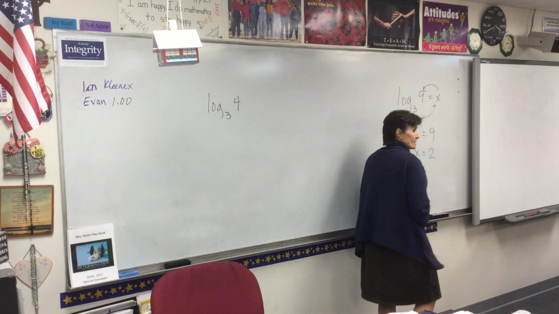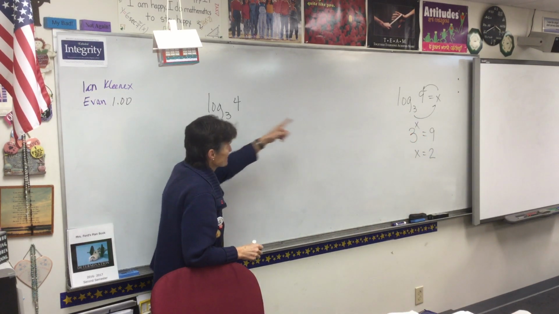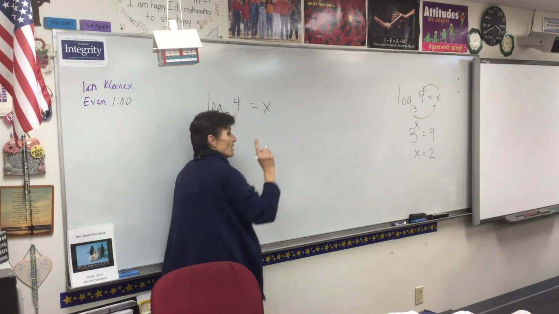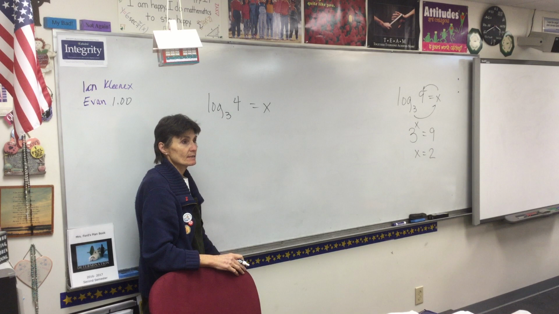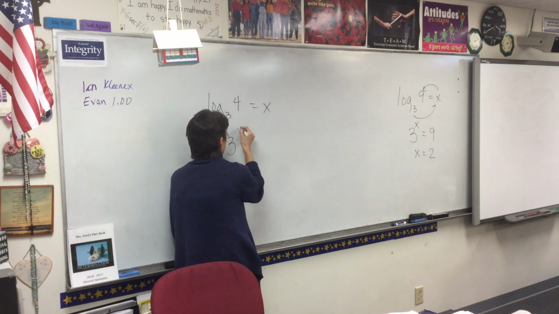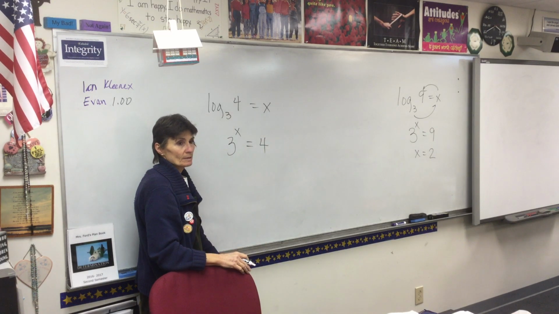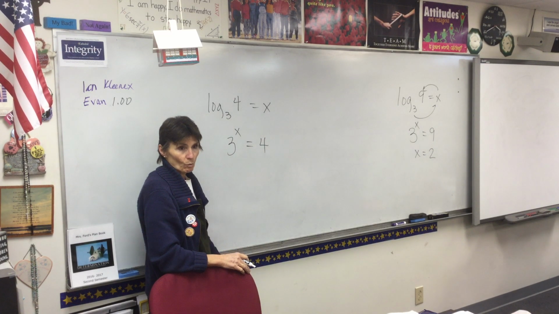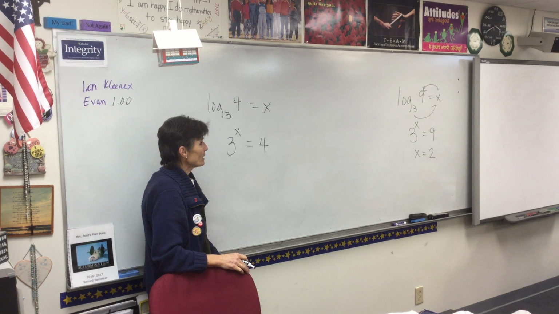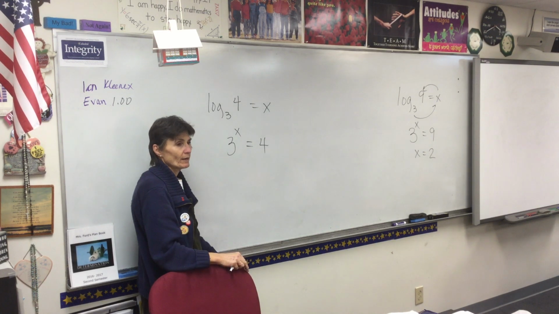The answer is 2. Now, this one looks exactly the same. It's set up exactly the same way. The problem is, when I loop-de-loo it, I get 3 to the x equals 4. Well, that doesn't work out so well, does it? So here's how we're going to handle that. Everybody pay attention. You've never done this before, I don't think.